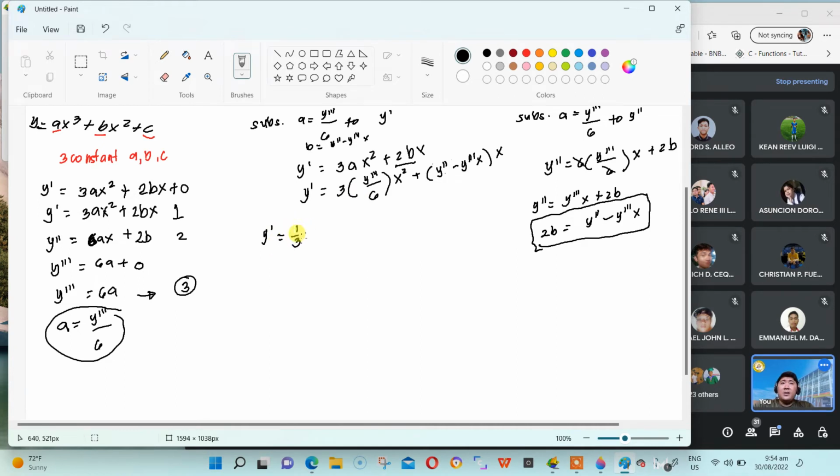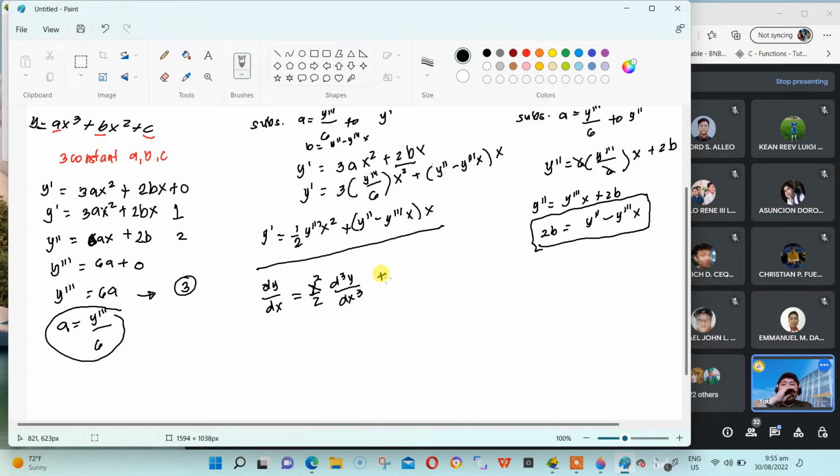So y prime equals, that is one third, right? One third, one half, sorry. One half of y triple prime x squared plus y double prime minus y triple prime x times x. Okay, you could have this as your equation, or you could convert this to the order form. So y prime is first order, therefore dy over dx equals one half of the third order, which is d cube y over dx cube, times x squared here.